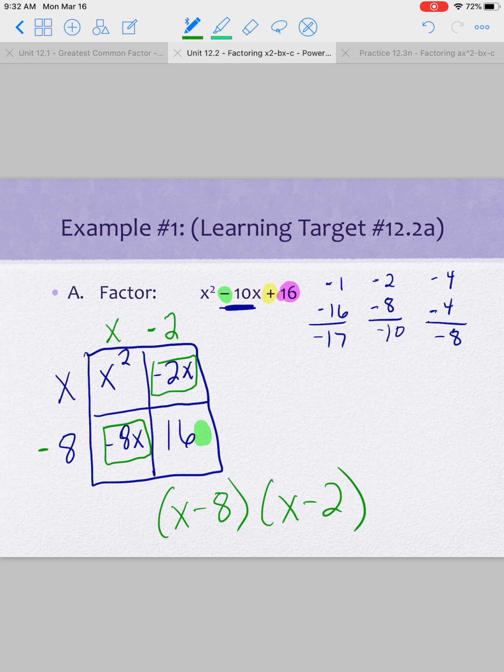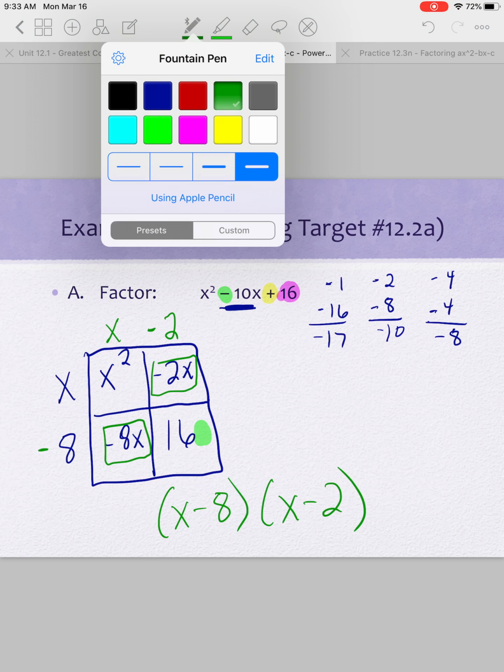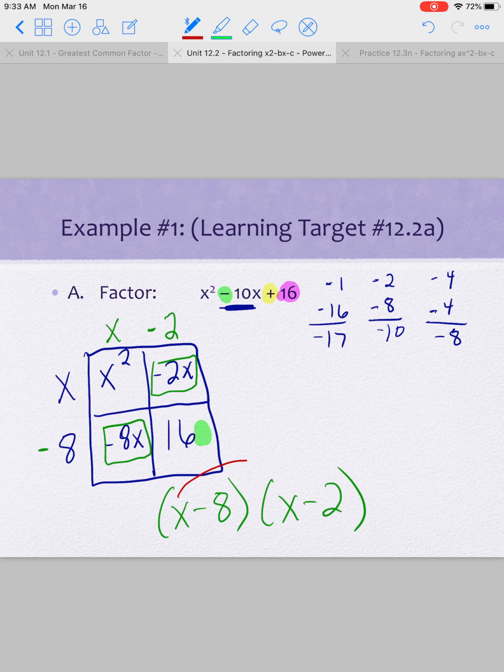Now, a great thing about these guys is you can check all of your work, okay? Let me show you what I mean by that. I can do what we did in Unit 11 and distribute. X times x is x squared. X times -2 is -2x. -8 times x is -8x. -8 times -2 is a positive 16.